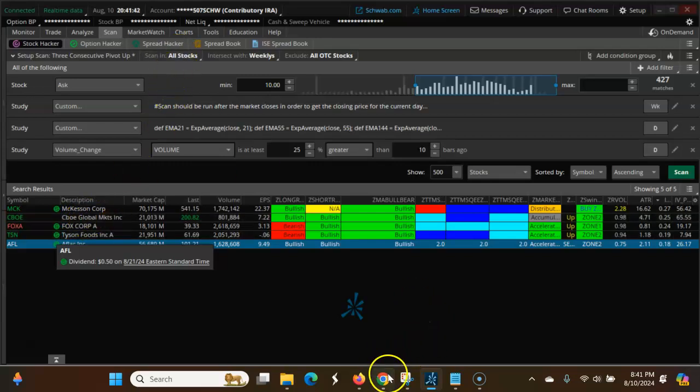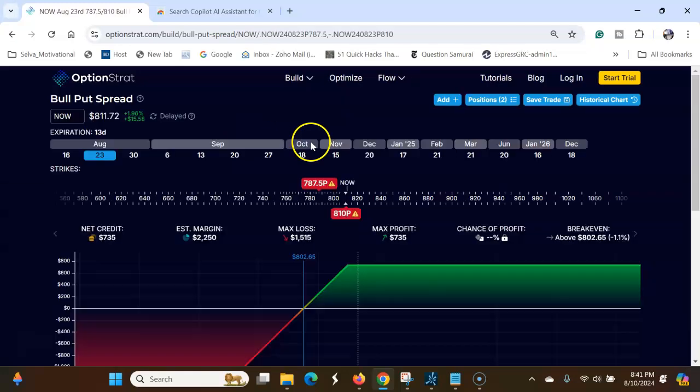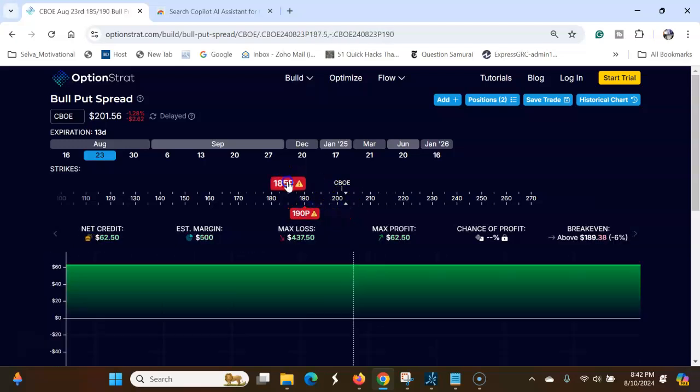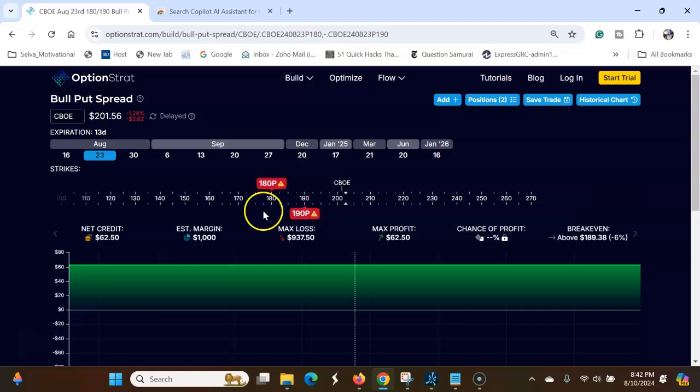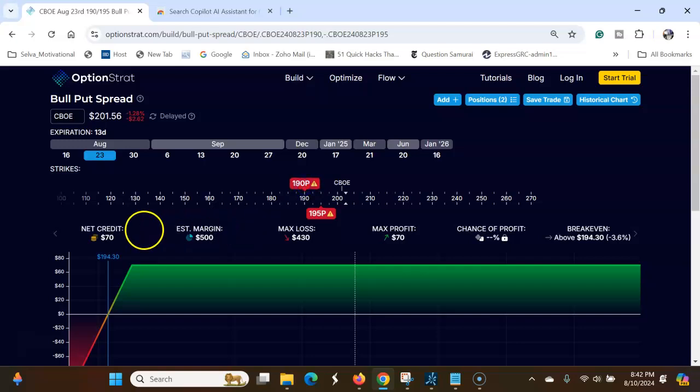Okay, let's go to option stat. Let's build. Since it's bullish, put credit spread. Okay, let's put CBOE. 13 days. We don't want to be here. We want to be here. $95, $90. It's $70 credit. Okay. So I want to play bullish.